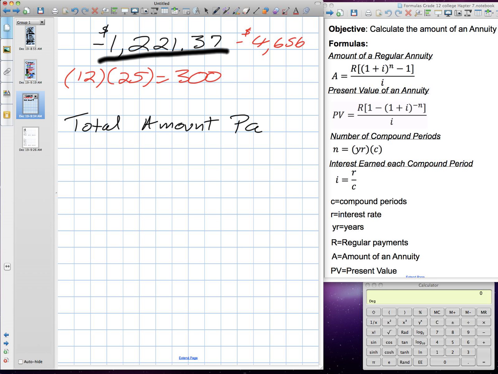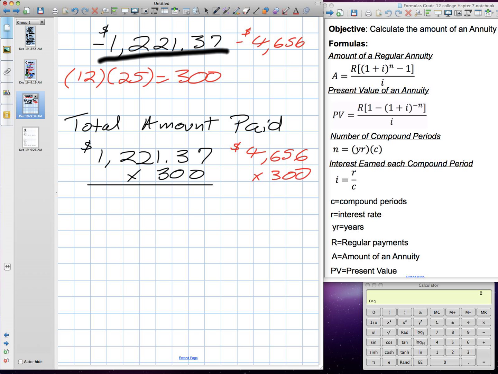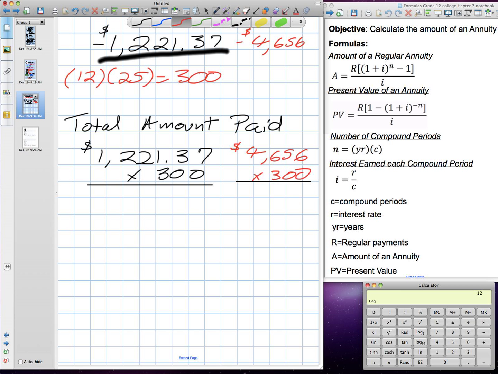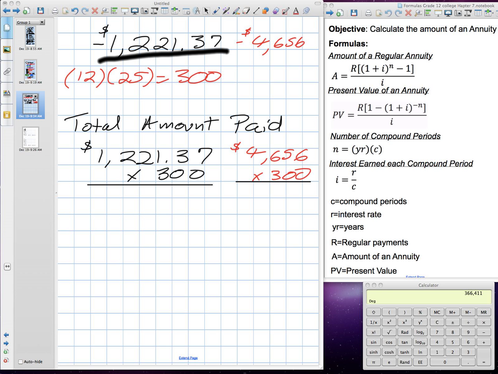Our total amount paid, we take the $1,221.37 that we pay every payment period, and we multiply that by the number 300, okay? We're also, on the side, just for comparison's sake, going to use that original number where we made a mistake and figure out what it would have been. Okay? So we have $1,221.37 multiplied by our number 300. We're going to figure that out. That's going to equal, okay, we get $366,411 are our payments.